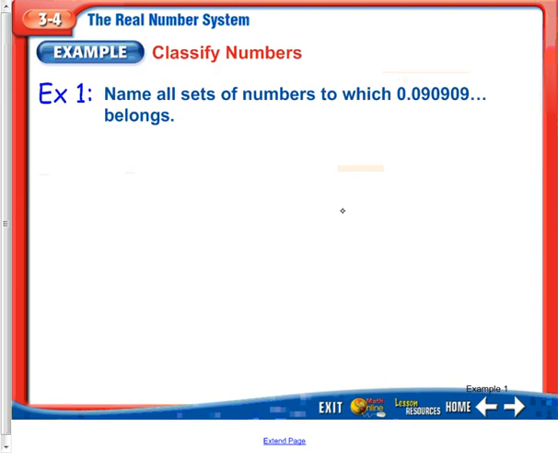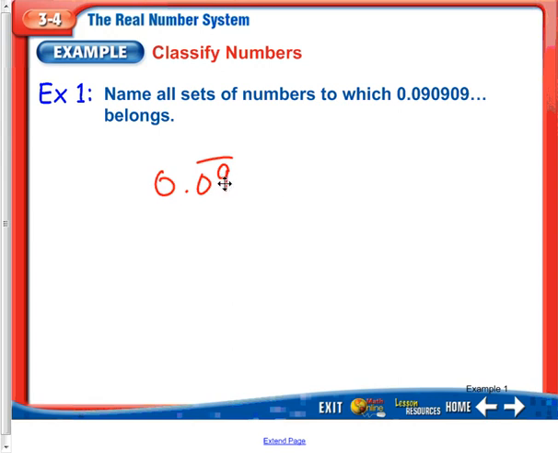So we're going to classify some numbers. Name all sets of numbers to which 0.090909... belongs. So the ... tells us that this number does not terminate. So really we're talking about 0.09 repeating, and we're talking about a repeating value.